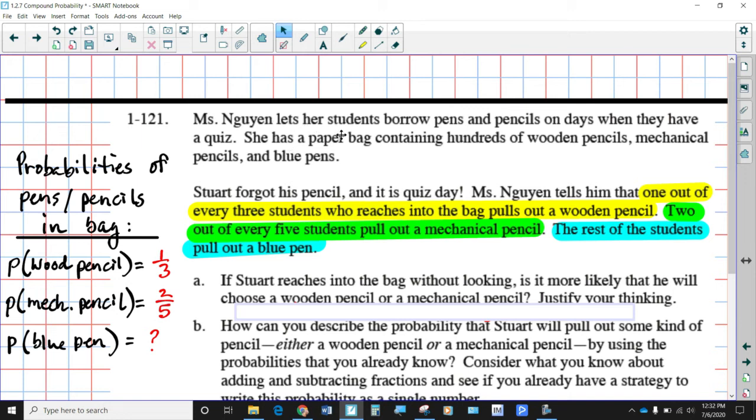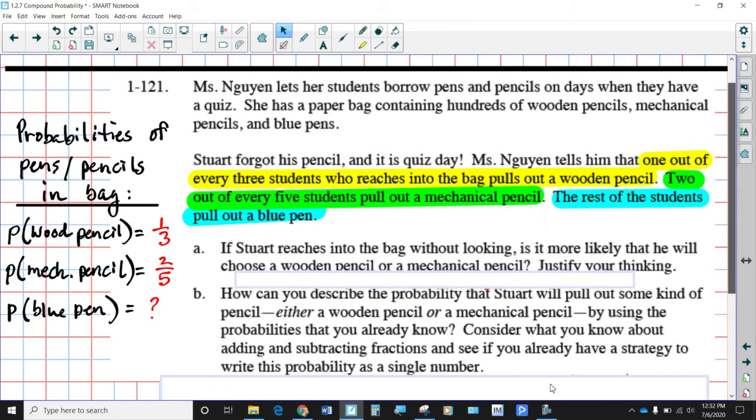Ms. Wynn lets her students borrow pens and pencils on days when they have a quiz. She has a paper bag containing hundreds of wooden pencils, mechanical pencils, and blue pens. Stuart forgot his pencil, and it is a quiz day. So Miss Wynn tells him that 1 out of every 3 students who reaches into the bag pulls out a wooden pencil. 2 out of every 5 students pull out a mechanical pencil, and the rest pull out a blue pen. What I'd like for you to do is record all of this right here. This is important information that we're going to need as we solve these problems. Okay, go ahead and pause the video and get that recorded.